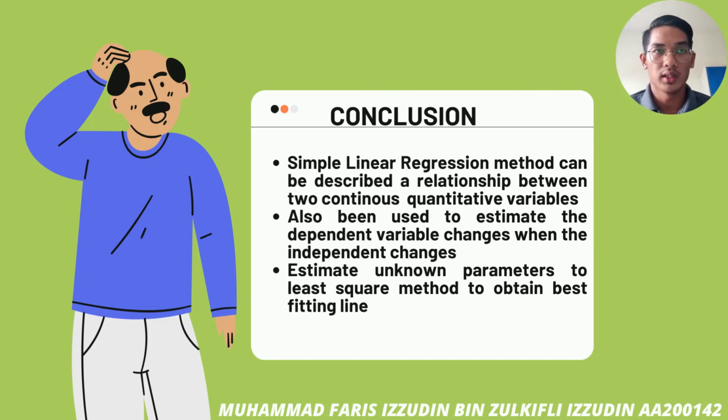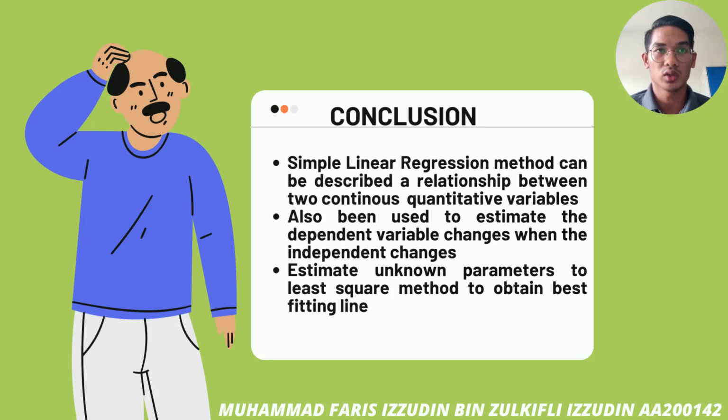Today I'm going to be talking about the conclusion. Based on the problem-based learning, we can conclude that the simple linear regression method can describe a relationship between two continuous quantitative variables. For example, we can describe the relationship between two variables, which are fat and calories, from the data of 25 junk foods. We have sketched a scatter plot to state the relationship between fat and calories and explain the relationship between them. From the scatter plot, we also have to find the value of the sample.